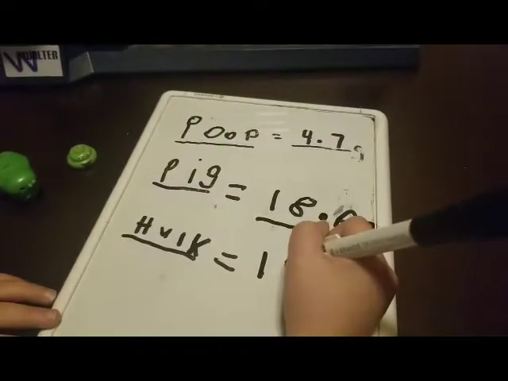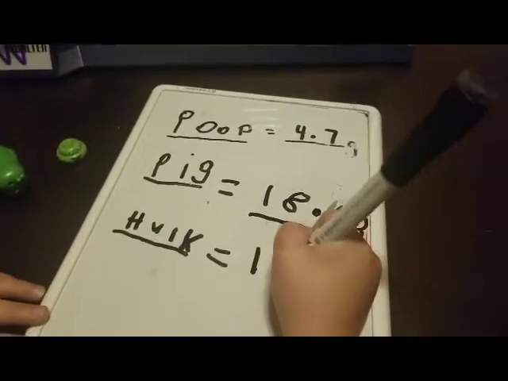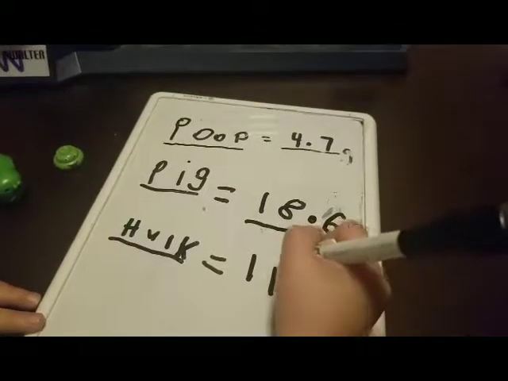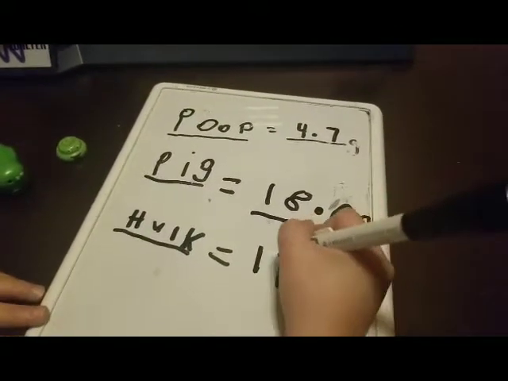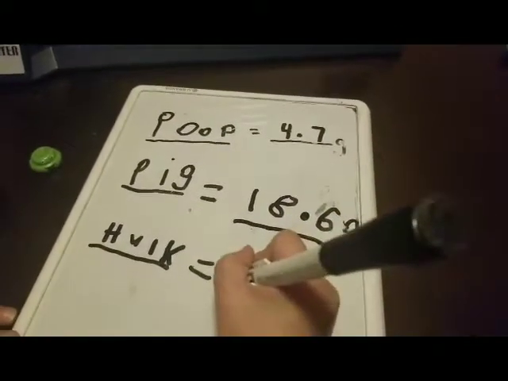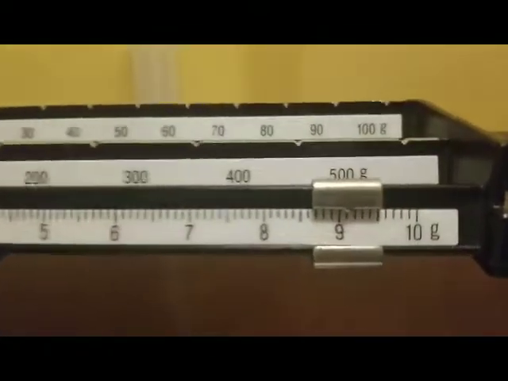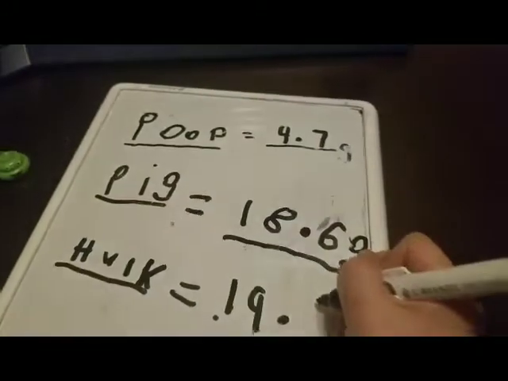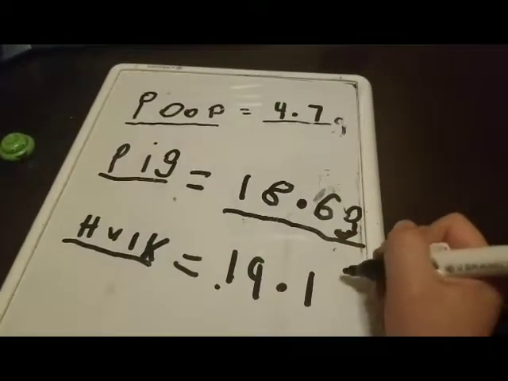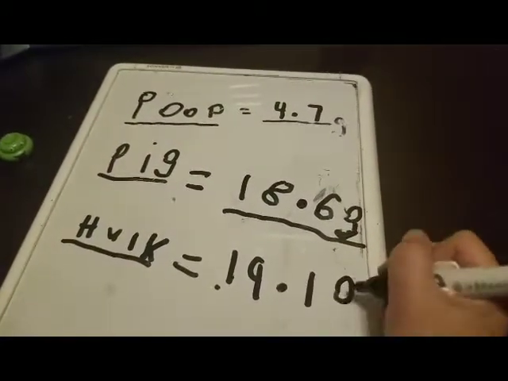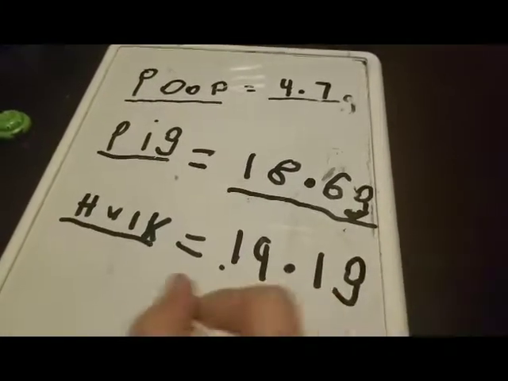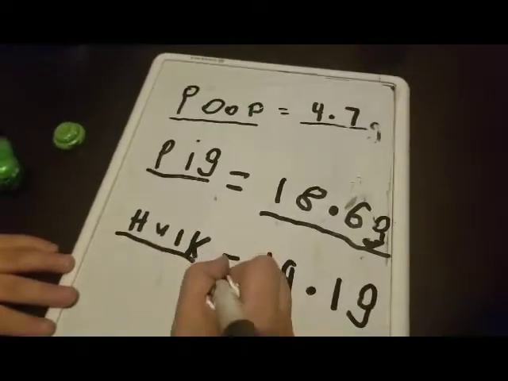Is this way or that way? This way? No, the other way. 9. Point, the period. 19.1. And what's the unit? G. Grams. Can you say grams? Grams. Underline that whole thing for me.